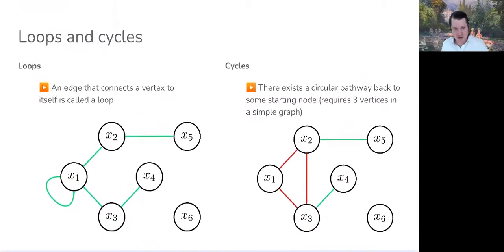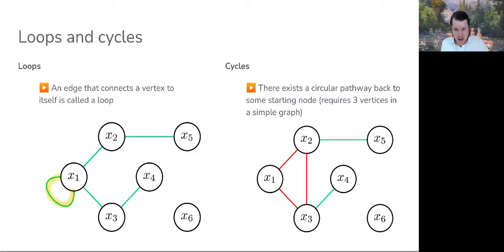Loops and cycles. It's going to be kind of a similar idea, though it's going to be defined differently. So a loop is going to be an edge that connects a vertex to itself. So it's just where the source and the destination are the same. So that's this example here. Notice that this edge is effectively x1, x1. It's connecting to itself.